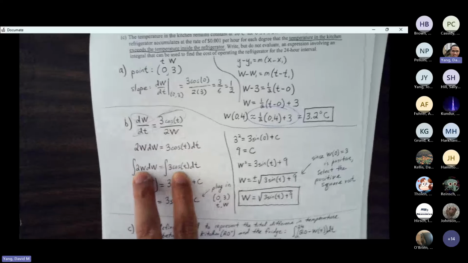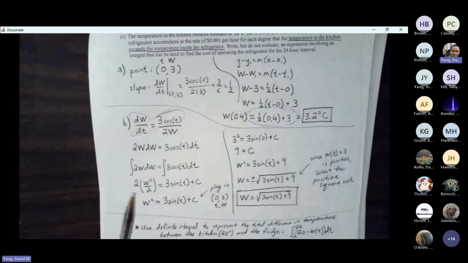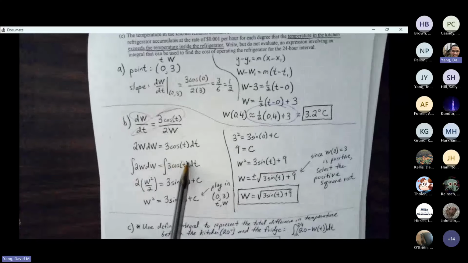I'm going to take the integral of both sides. Power rule on the left. Just trig on the right. There's no need to go through u substitution because I don't have anything inside the parentheses. If I had something like 1/2 t or 2t or 3t, then I do want to go through u substitution because I want to keep track of that coefficient that's going to come out of that process.